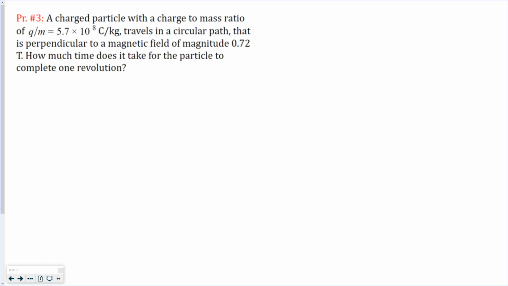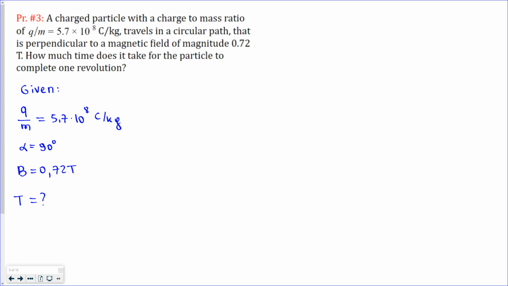In the third problem, what is given? Now we have the ratio of the charge and the mass. It is 5.7 times 10 to the power 8 coulomb per kilogram. It travels in a circular path, so the angle between velocity and magnetic field must be perpendicular, and the magnitude of the magnetic field is 0.72 Tesla. We are asked to find the time to complete one revolution, so it's the period of the motion.